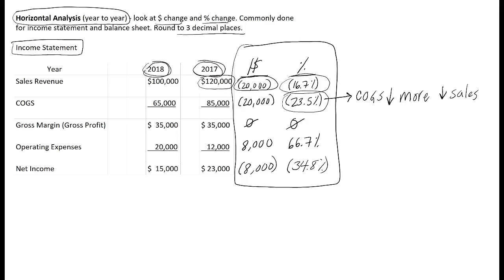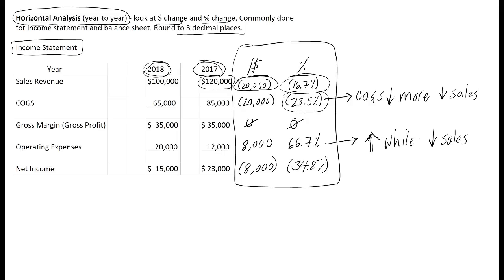Now, in terms of a negative item, our operating expenses have increased. So our operating expenses have increased while we have a drop in sales. And that's not a good sign. If our expenses have increased but our sales have decreased, then we're not as good at managing our operating expenses.